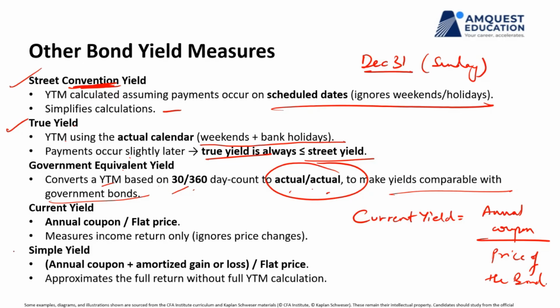And then there is a simple yield, where you take the annual coupon and add one more thing to the coupon, which is amortized gain or loss. This represents the full return without a full YTM calculation. Now, what is this amortized gain or loss?